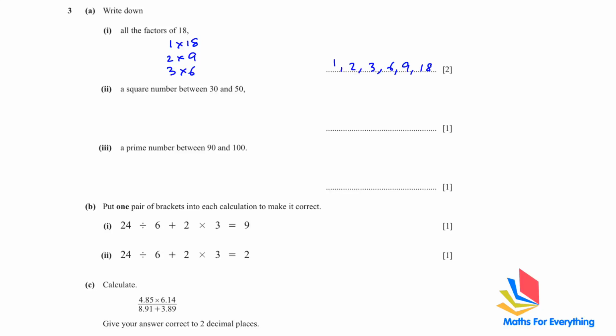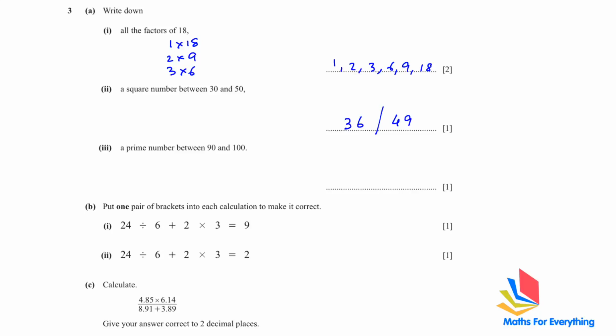A square number between 30 and 50. What is a square number? A number multiplied by itself. So 6 times 6 is 36. So 36 is a square number between 30 and 50. You could also have written 7 times 7, which is 49. A prime number between 90 and 100.